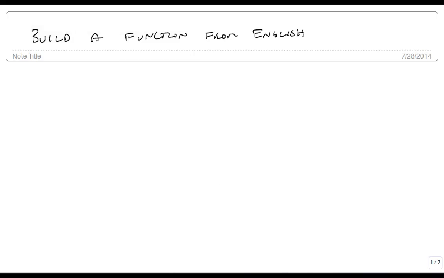We're now going to talk about a very important skill, and that is how do we build a function from English. And this becomes really important in a math class, but this is also how you can use the math in your daily world if you start thinking about things mathematically. And one of the things that we're going to talk about is a recursive definition.